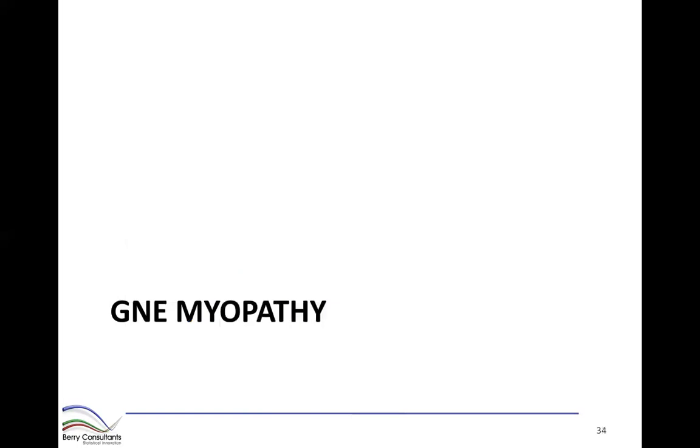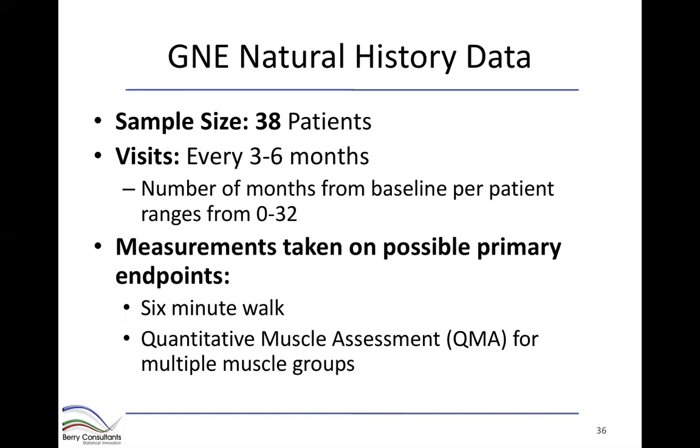Next, I want to look at the example in GNE myopathy. GNE myopathy is a good example of a disease progression model using multiple outcome measures, where DIAN was a model with just a single outcome measure. Again, like DIAN, we were blessed with a very nice natural history data set. At the time I made this slide, we had about 38 patients followed anywhere from about 0 to almost 3 years, with visits every 3 to 6 months.